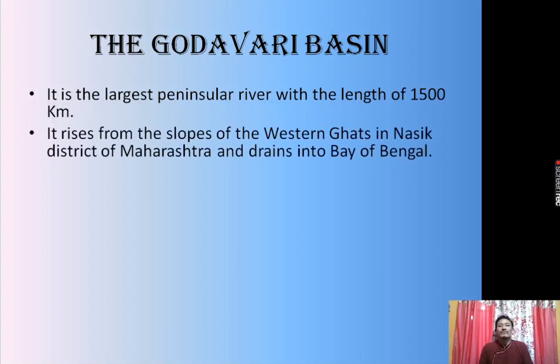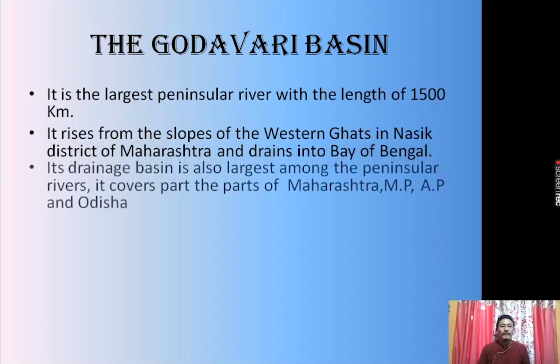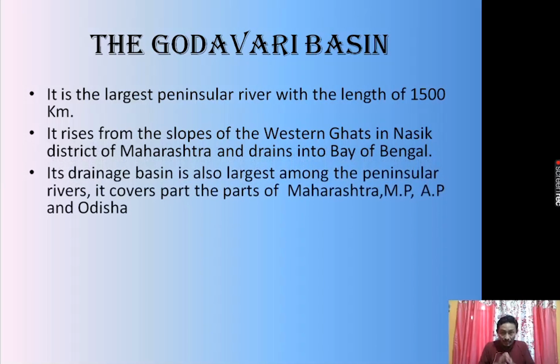It rises from the slopes of the Western Ghat in Nasik district of Maharashtra, and drains into the Bay of Bengal. Here we can see very clearly it rises from Western India, from the Western Ghat, and it flows towards the Bay of Bengal. Its drainage basin is also the largest among the peninsular rivers. It covers parts of Maharashtra, Madhya Pradesh, Andhra Pradesh, and Orissa. These are the states where this river flows, and ultimately gets discharged in the Bay of Bengal.